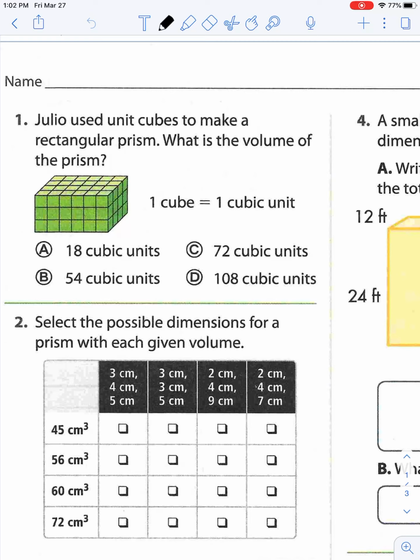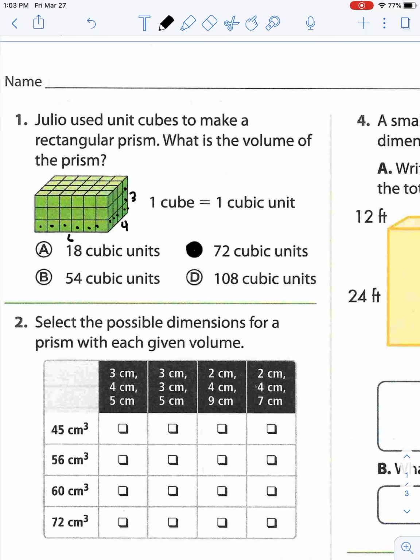Once again, you just count the length. 5, 6, so that's 6. Count the width, 1, 2, 3, 4. And count the height, 1, 2, 3. Okay, and when you do the multiplication, 6 times 4 times 3, you will get 72 cubic units. Reminder, you are more than welcome to use a calculator to do these calculations.